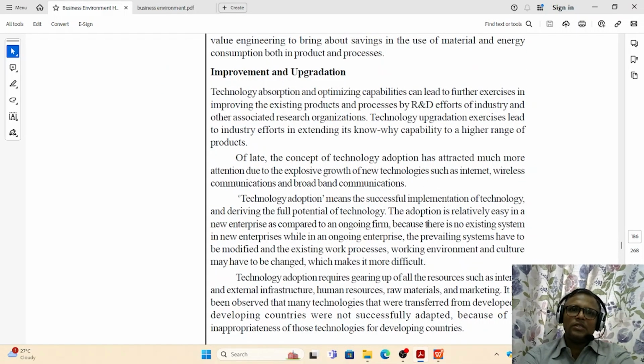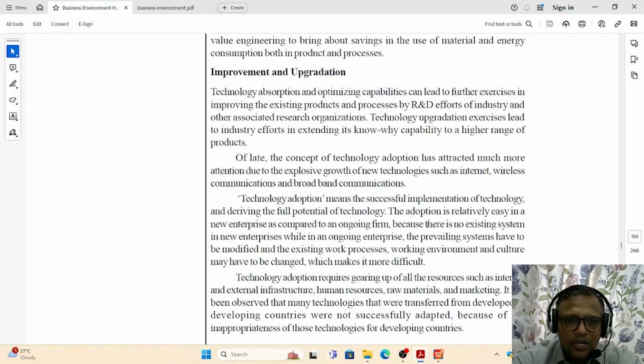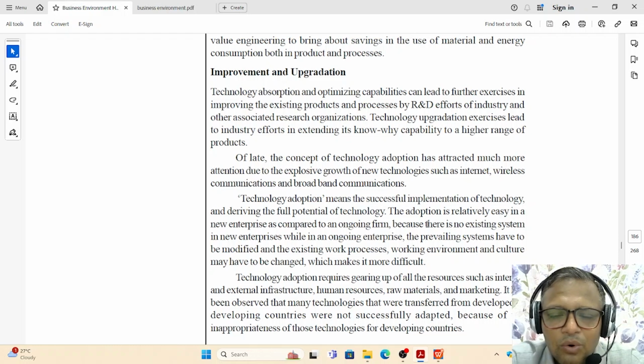Next is technology improvement and upgradation. Remember, technology absorption and optimizing capabilities can lead to further exercises in improving the existing products and processes, or by R&D efforts of industry and other associated research organizations. Thus, technology upgradation exercises lead to industry efforts in extending its know-why capability to a higher range of products.